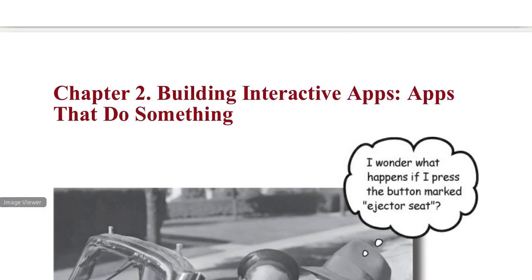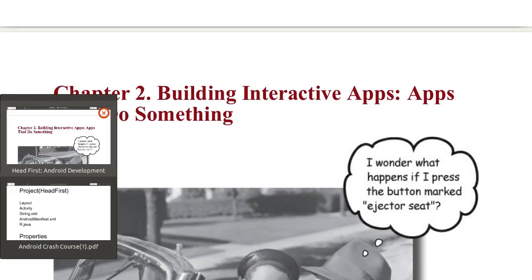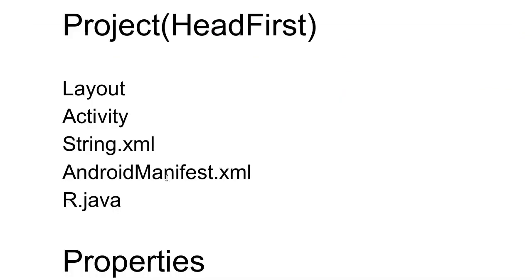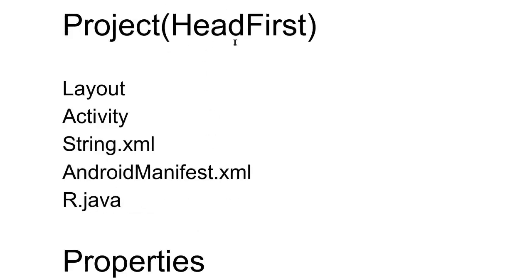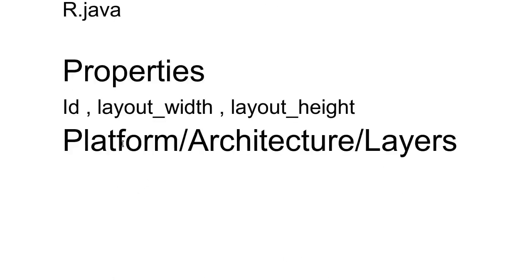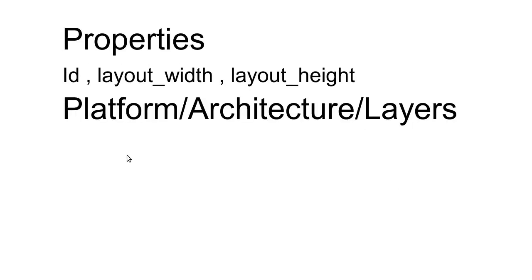Let's move again to our slide. So we will cover all these things in how to create a first project using Head First. You have seen all these things, and we have seen the properties ID, layout width, layout height, and now let's see the platform and architecture layers. The question could be asked: what is the platform, what is the architecture, or what are the layers in the Android operating system.